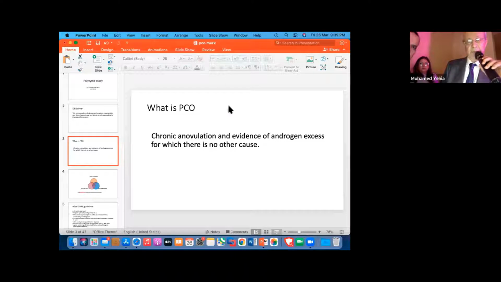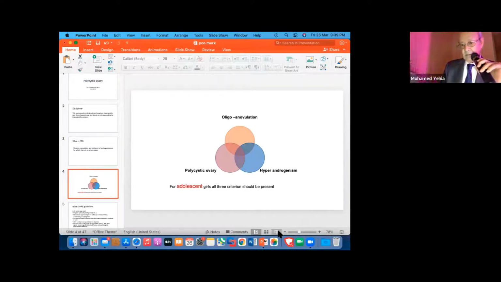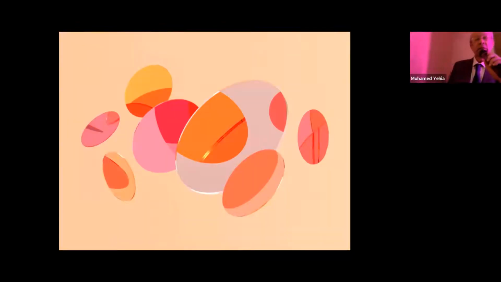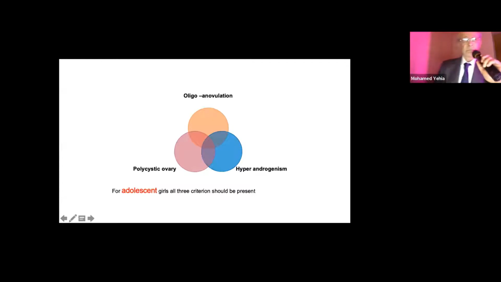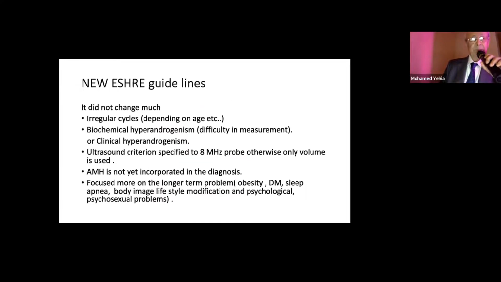We all have been using the Rotterdam criteria, which is 2 out of 3: oligo-anovulation, hyperandrogenism, or polycystic ovary. For adolescent girls, it's usually a must to have all 3 of them. So 2 out of 3 does not apply to adolescent girls.